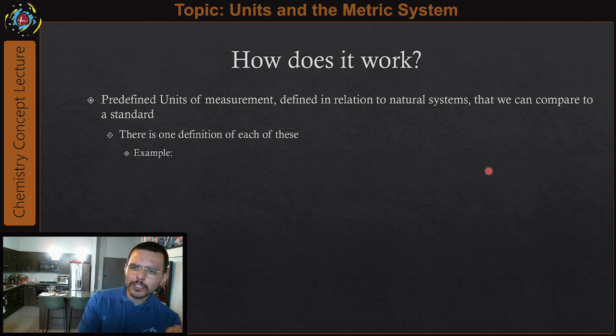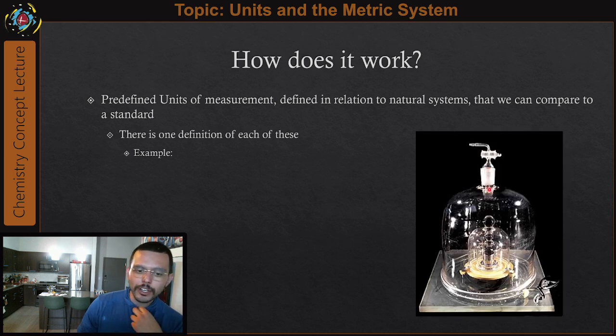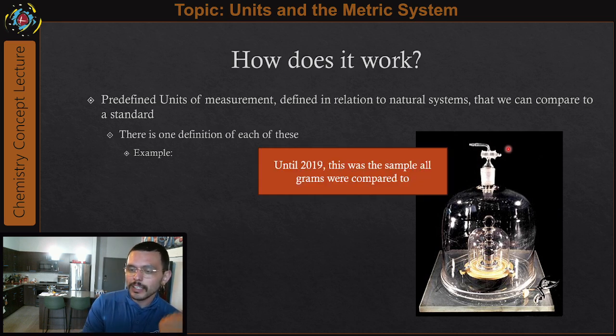The metric system works by having predefined units of measurement, defined in relation to nature, that we can compare to. This is called a standard. There is one definition of each of these, and there are 7 total. So for example, here you have the original standard for a gram, which is a measurement of mass. This, up until 2019, was what all grams were measured against. If you told me you have 1 gram, what you were telling me is that somewhere out there, there was a chunk of metal that had the exact same mass as what you were giving me.